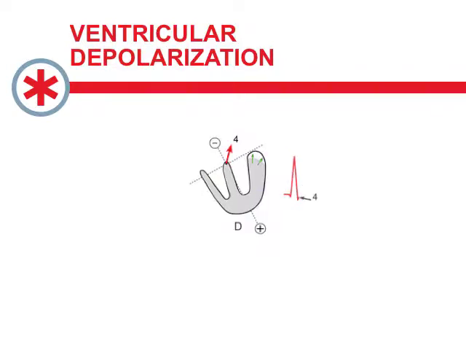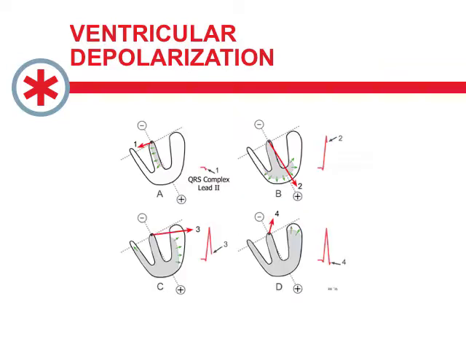And finally, at the end, there's a little bit of depolarization at the tip of the ventricle. At this point, the electrical vector is pointing away from the positive lead of lead 2 towards the negative lead. So you're going to get a small S wave at this point, or a negative deflection. So when you look at a QRS complex on an ECG, this is the reason why there are a number of waves built into it.